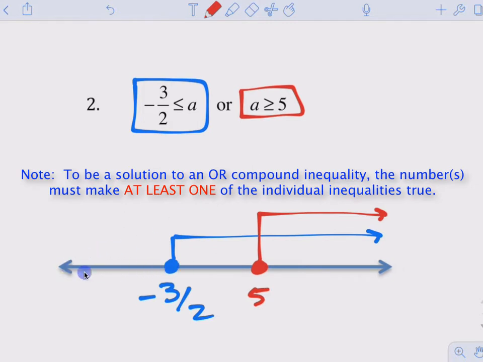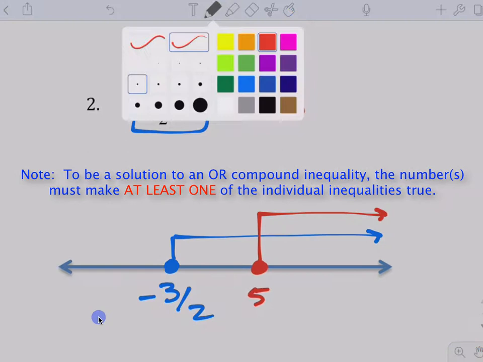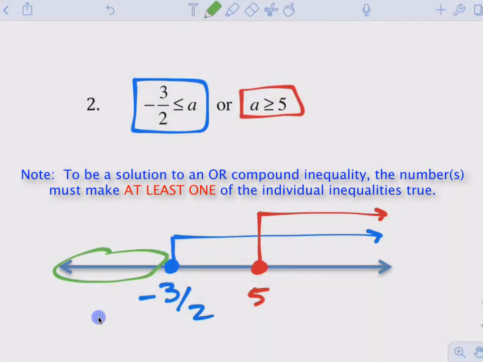These numbers out here to the left of -3/2, these numbers aren't shaded in blue or red. They make neither of these true. These guys are not solutions. All right, let's get them out of here.